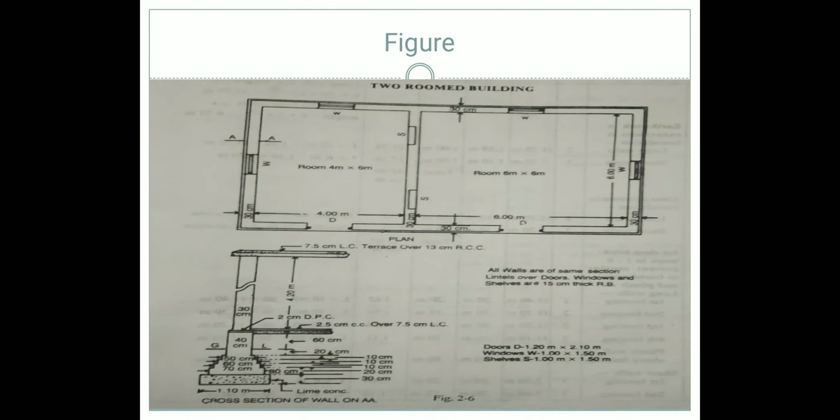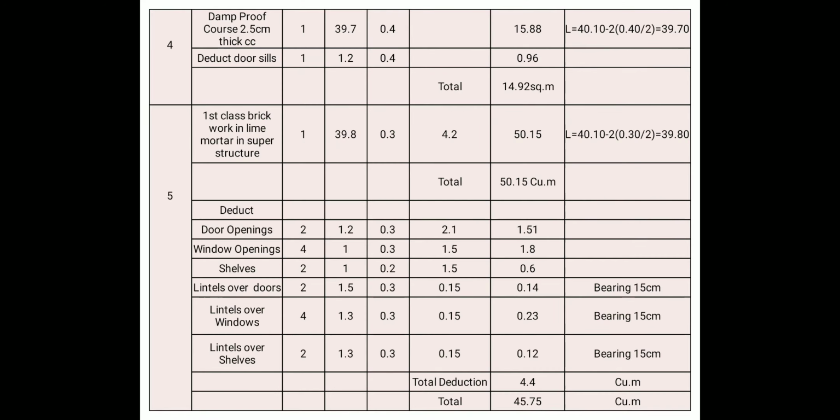So again, estimating the remaining two things, damp proof course and the brickwork in superstructure. The damp proof course for 2.5 centimeter thick is 1, 39.7, 0.4, 15.88. Deduct the doors 1, 1.2, 0.4, it is 0.96. Subtracting that is 14.92. For the first class brickwork in superstructure, 1, 39.8, 0.3, 4.2, that is 50.15. Deducting the door, window, shelf openings, and also the lintels over doors, windows, and shelves openings as similar to last problem, it is 4.4. Subtracting that from 50.15, it makes 45.75.